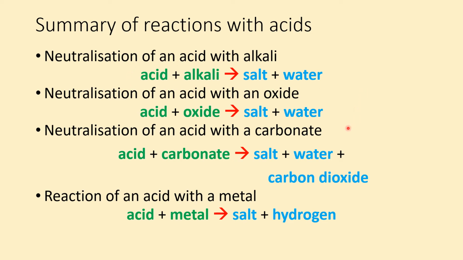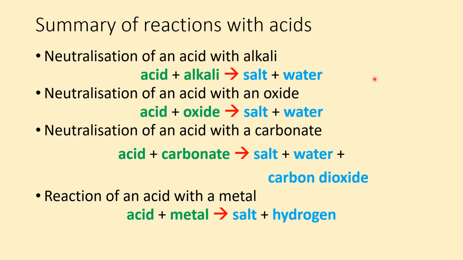Acid with an oxide, very similar to the previous one. Acid plus oxide, arrow, salt plus water. All right. Carbonate. Acid plus carbonate makes salt plus water plus carbon dioxide. That's the big difference for that one. And acid with a metal, we've got acid plus metal, arrow, salt plus hydrogen. So instead of water, we've got hydrogen gas.